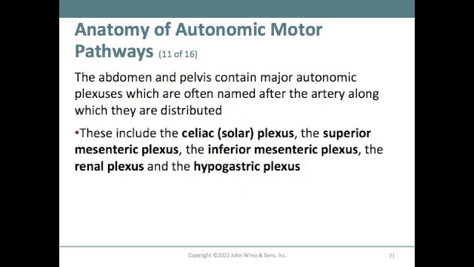The abdomen and pelvis contain major autonomic plexuses, which are often named after the artery along which they are distributed. I already said that, just not in those terms. These include the celiac solar plexus, the superior mesenteric plexus, the inferior mesenteric plexus, the renal plexus, and the hypogastric plexus.